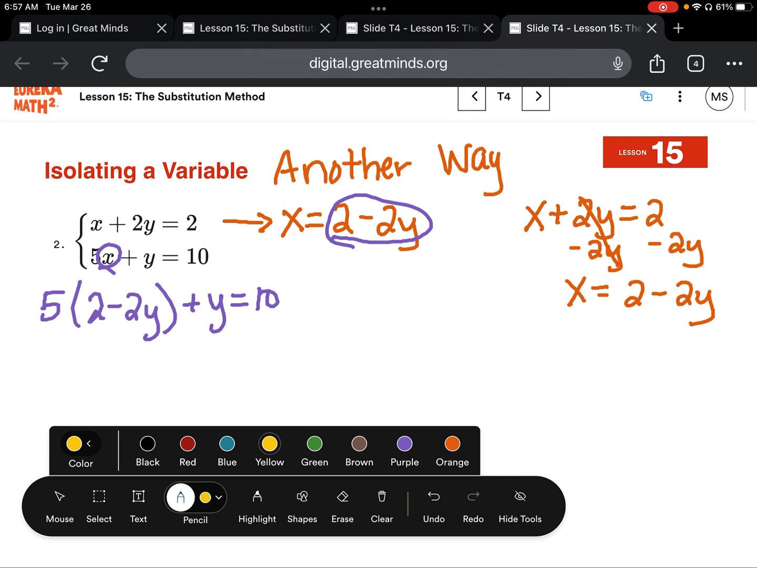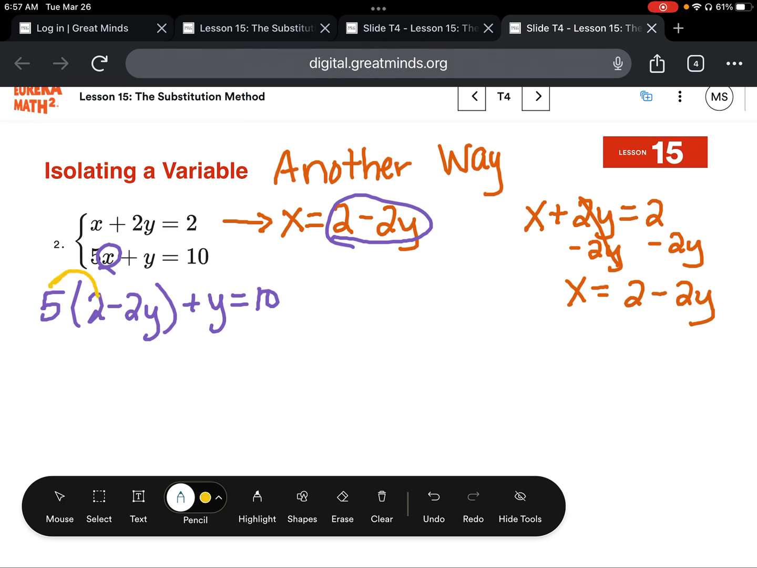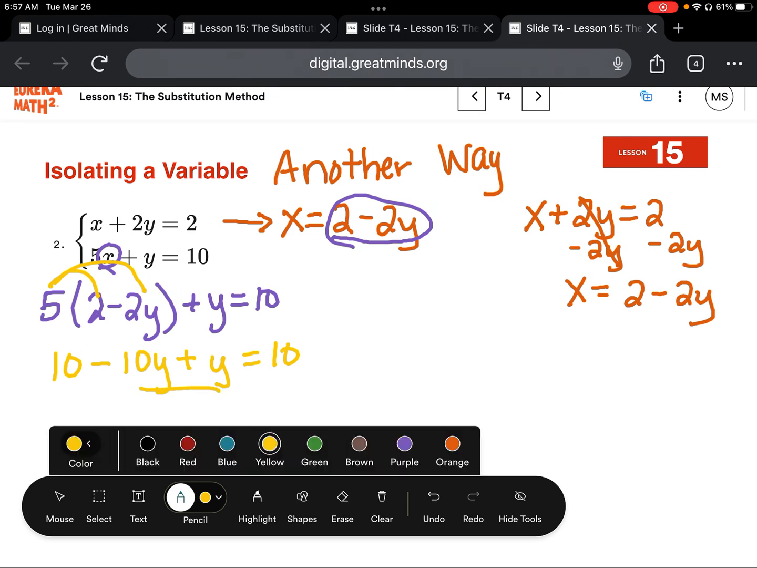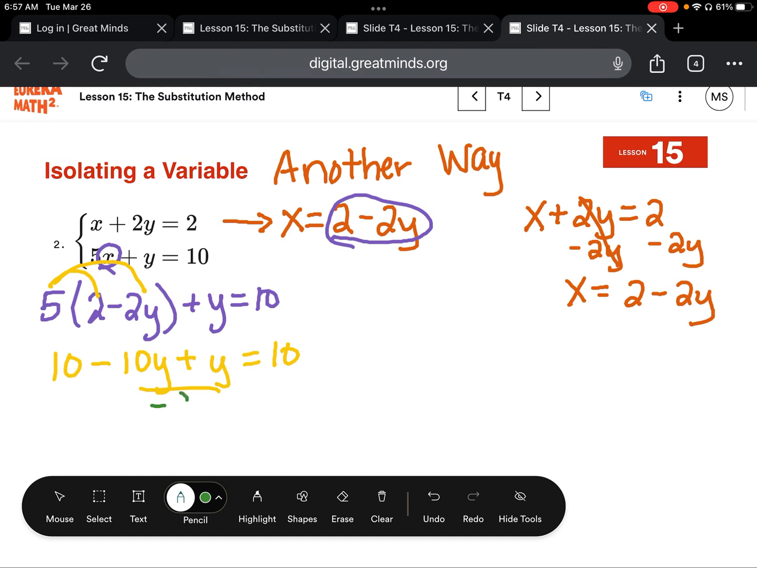And going through all of this, right, distribute 5 times 2 is 10. 5 times negative 2y is negative 10y plus y equals 10. I want to combine these like terms. So negative 10y plus y would leave me with negative 9y.